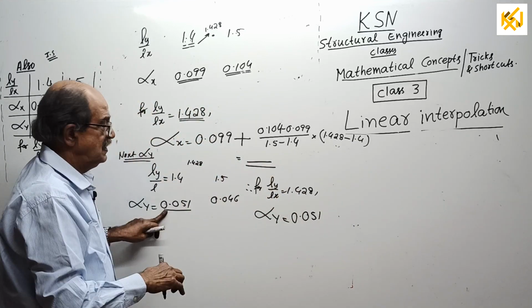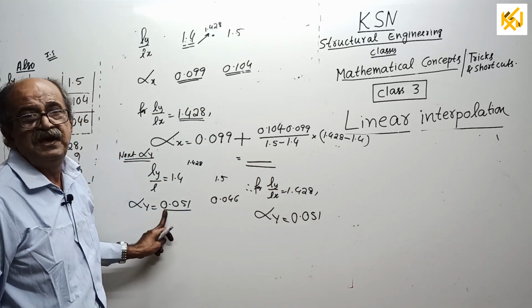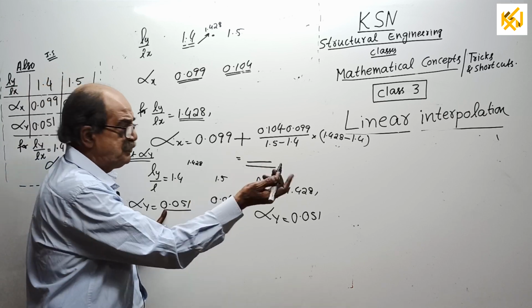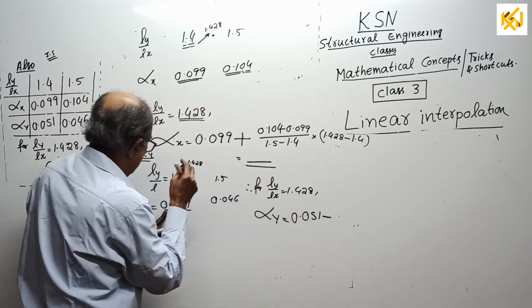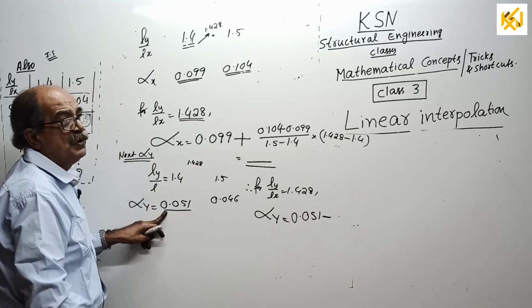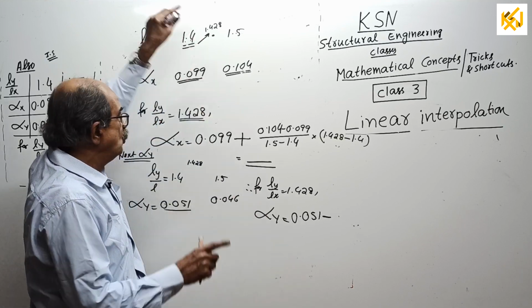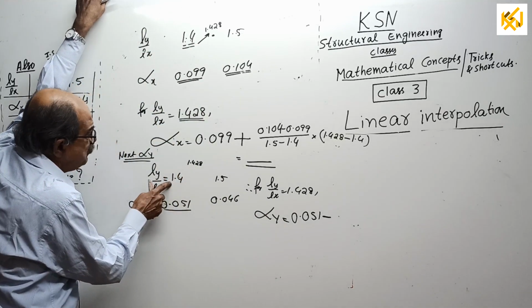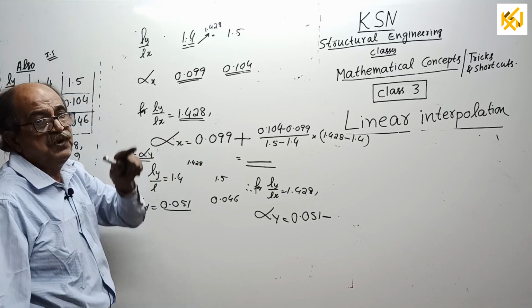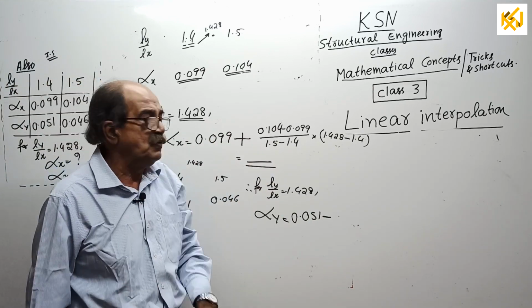Then I'll ask the students, as I go to that side, is the value increasing or decreasing? Sir, decreasing. Then what you have to do is subtract. When you travel from 1.4 to 1.428, how much will it decrease? To know that, first you should calculate how much is the decrease per unit length.